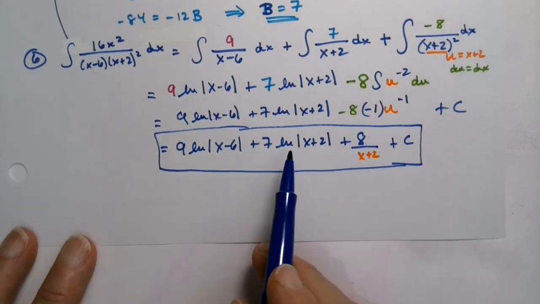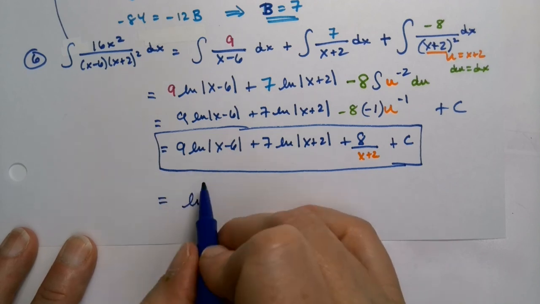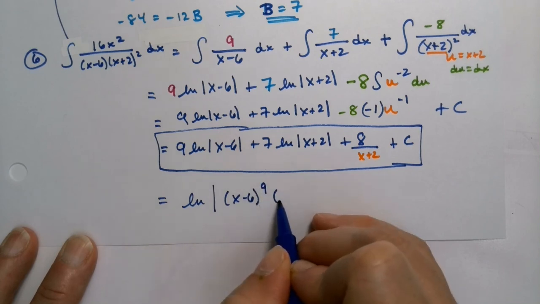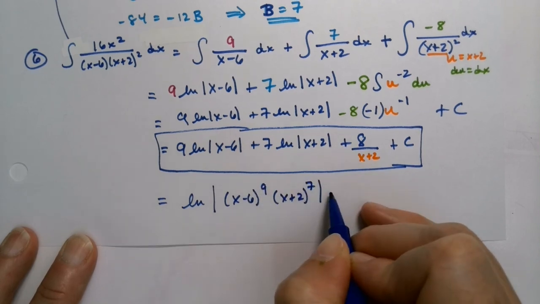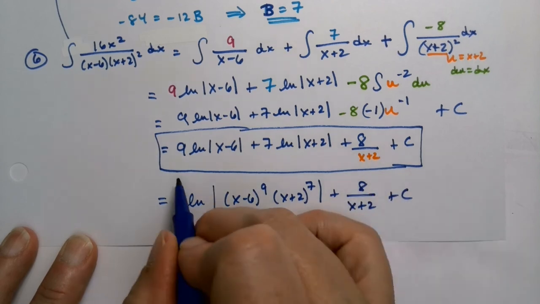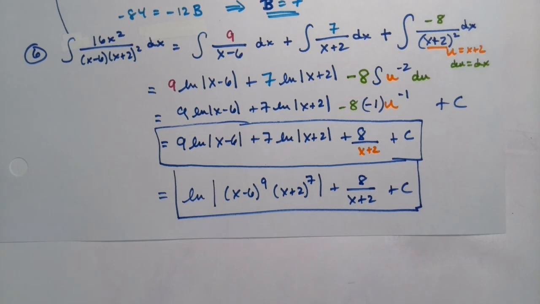So that's correct. Now, if you want to combine together because of log properties, you can make it the natural log of the absolute value of x minus 6 to the 9 times x plus 2 to the 7 plus 8 over x plus 2. Again, not strictly required, but for fun, there you have it.